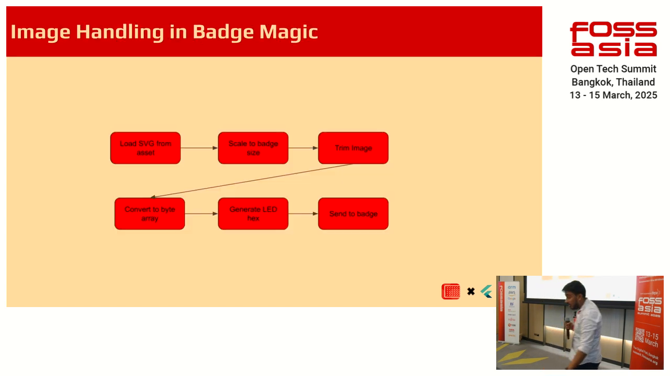Okay, here comes how we are actually handling images in Badge Magic. So it's a high-level flow of how everything is happening in Badge Magic. So we first load SVG from the assets. There's this thing I want to point out.